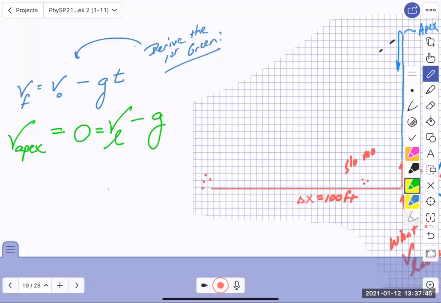Somebody jump in there. What's the time at apex? If the people on the ground are measuring tau, what's the time at the apex? Half tau. So thank you. So tau over 2, half tau.